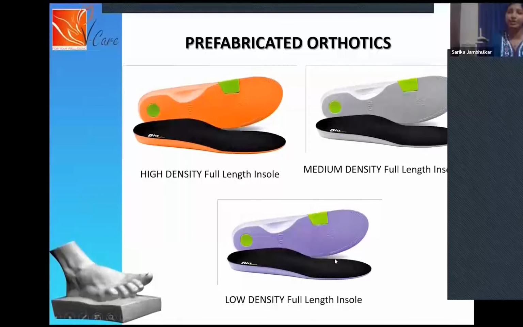So these bio-advanced orthotics come in high density, which is the hardest form, then medium density, slightly lower, and low density. These are called full-length insoles. Then there are various other types: a half-length insole, or biofashion. But these three are the main insoles which we use in our regular practice.